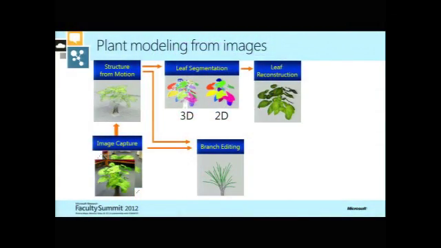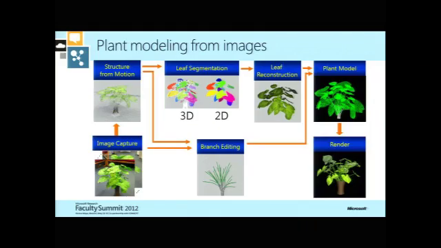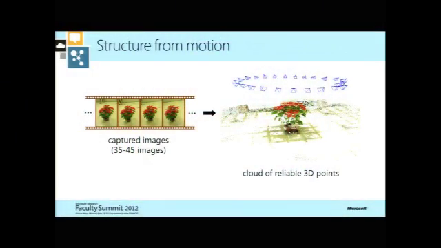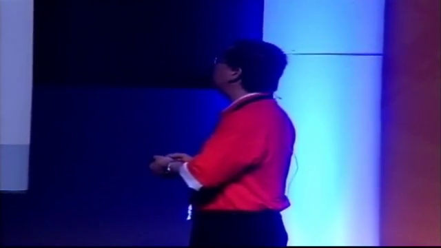Unfortunately, the branches are a lot more difficult because they're highly occluded. So as a result, we have to resort to user interaction. But again, the user interaction is made easier because of the pre-processed data that we have obtained. I'll show you a bit later. So once we have the 3D branches and the leaves, we can put them together and we generate the plant model. So as I said, we capture a bunch of images, between 35 to 45 images, and we apply structure from motion, and we get a cloud of 3D points. In this case, it's colored here.